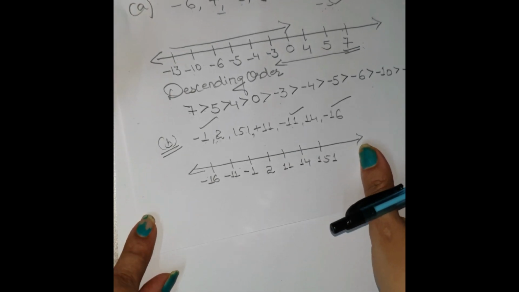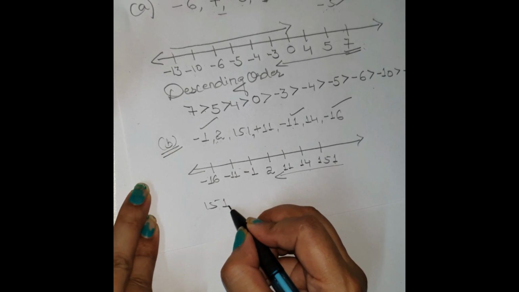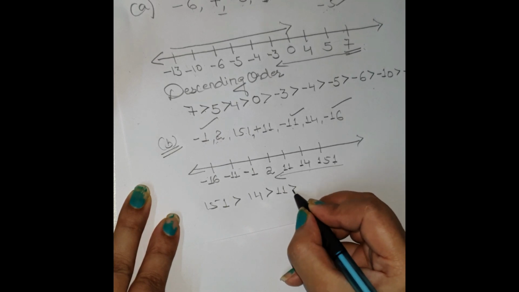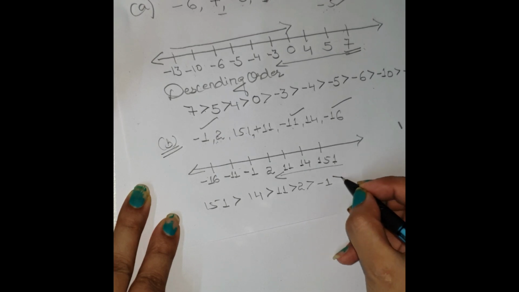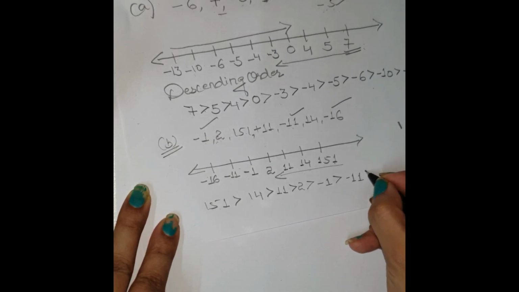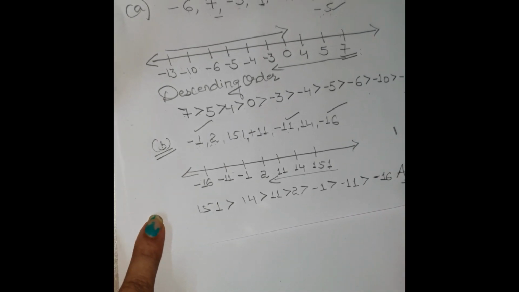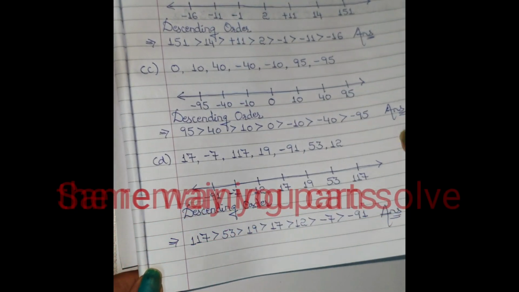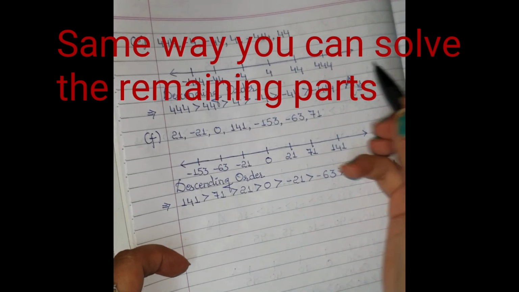Fine. So when you will arrange it into descending order, you will move from back to front. So the back one is firstly 151 will be greater than 14, 14 will be greater than 11, 11 will be greater than 2, 2 will be greater than -1, -1 will be greater than -11, and finally -11 will be greater than -16. So this is the answer. Fine. So like this you have to do all the parts of descending order. Okay. So part C, part D, keep on solving and then you can check your solution that you have done it correctly or not. Part D, part E and part F.